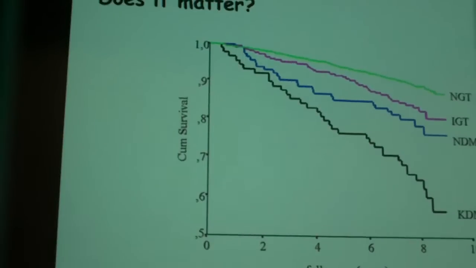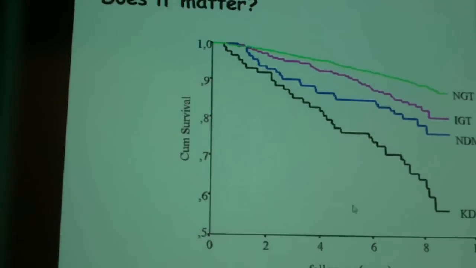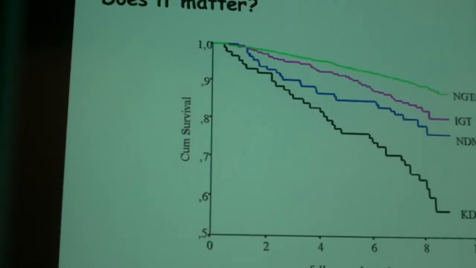Does it matter? Yes, it does matter. This is a Dutch study, the Hoorn study, which was one of the first to show this. The NGTs are normal glucose tolerant. IGT is impaired glucose tolerant. The NDM are the new diabetic individuals, and the KDM are the known diabetes. What you see is that the survival after follow-up is less in the known diabetes. So the longer you are identified with diabetes, your survival will be shorter.